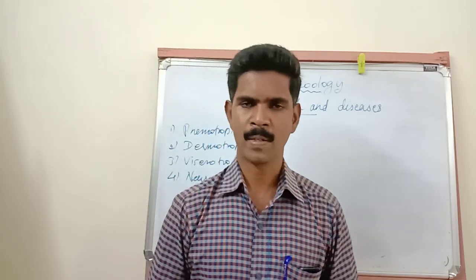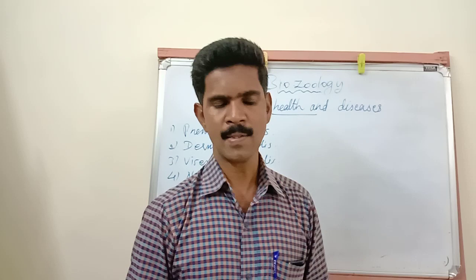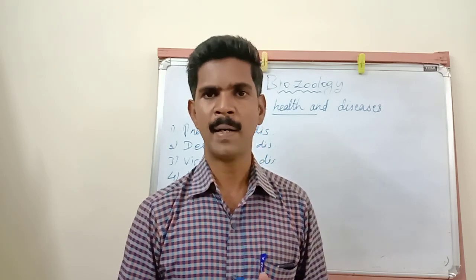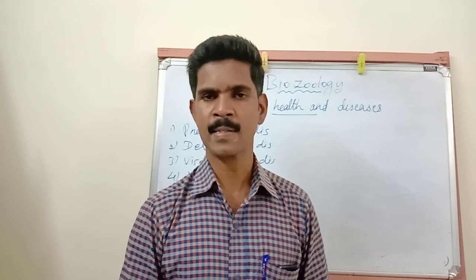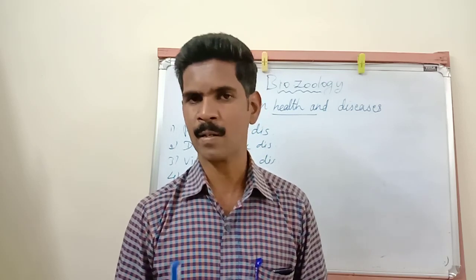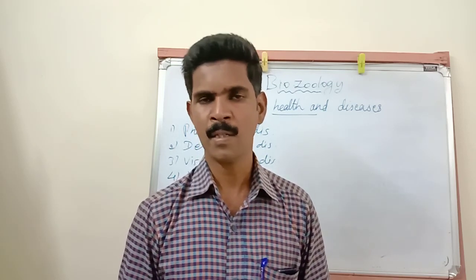In your book, 2 tabular columns are there. In the first tabular column, some bacterial diseases are explained: disease name, causative organism, site of infection, then symptoms. So these are explained in the first tabular column.